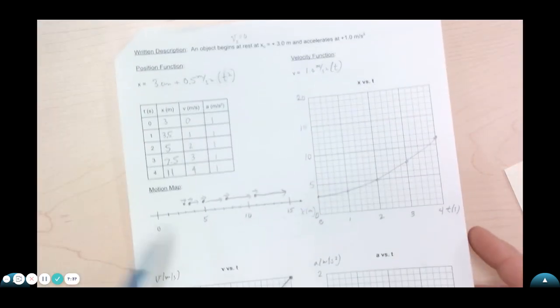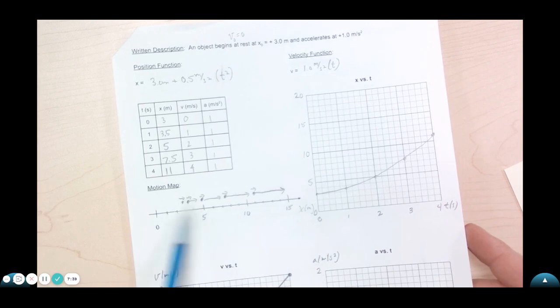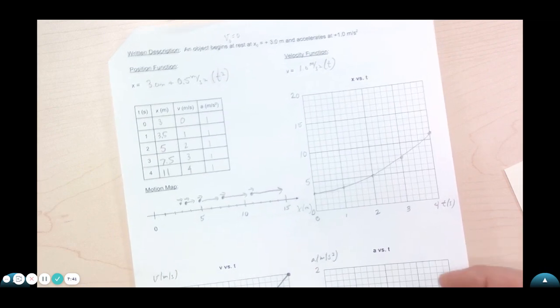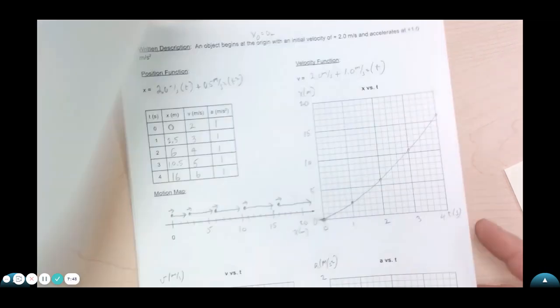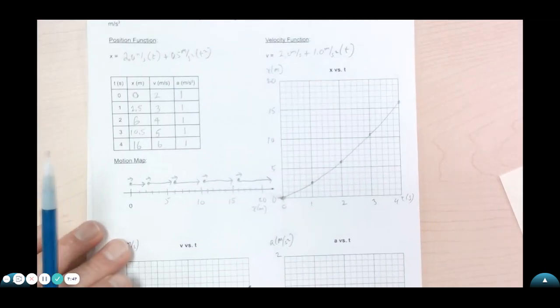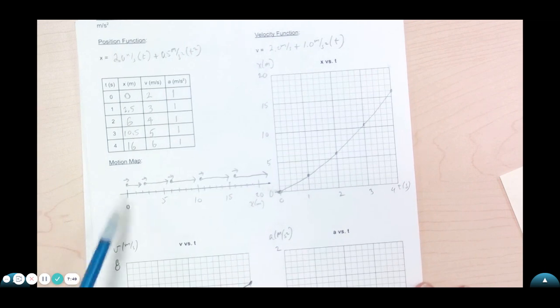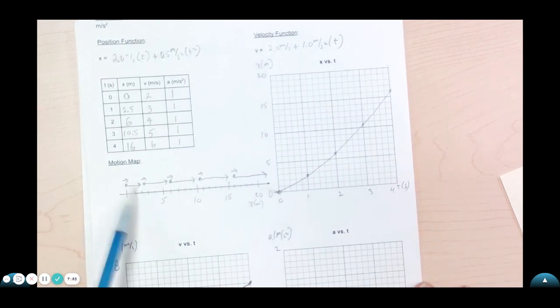And if you go back and look at the previous ones, this object's moving to the right and accelerating to the right. That means it's speeding up, same way it was on the first page too. I want you to keep that in mind for when we get to the next motion. This object was moving to the right and accelerating to the right. If both of those are positive, that means the object is speeding up.